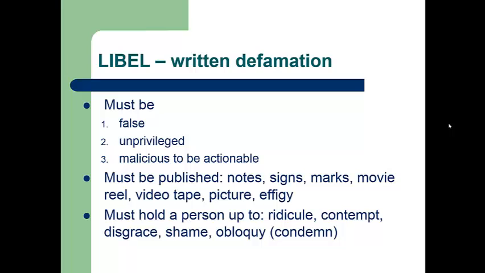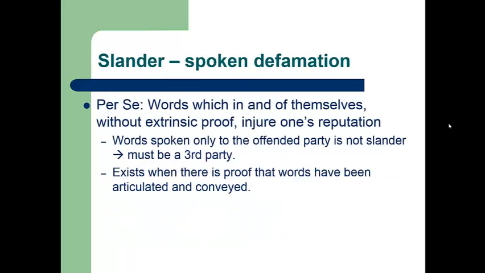And the thing about libel, again, it has to be false. It cannot be the truth. If it's the truth, it's not libel. Unprivileged information and malicious to be actionable. So those are the definitions of libel. It has to be false, unprivileged information, and malicious in intent. Slander, on the other hand, deals with spoken defamation. And so two types of defamation, libel and slander. Libel is written or other forms of media, as we saw.